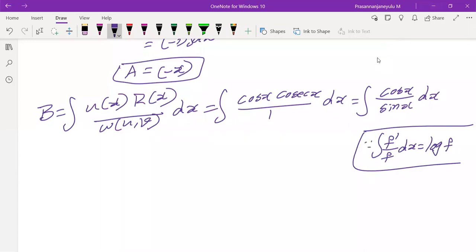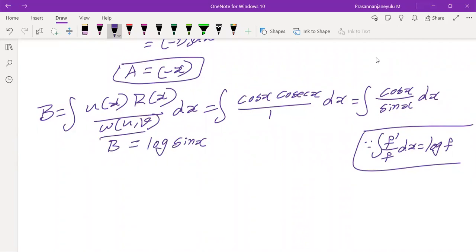Okay, so if we take sin x as the function f, what's the derivative of sin x? Cos x. The numerator is there, so it is in the form of the integration of f dash by f into dx. So we can say it is log of f of x. f of x is nothing but sin x. Here it is. This is b.